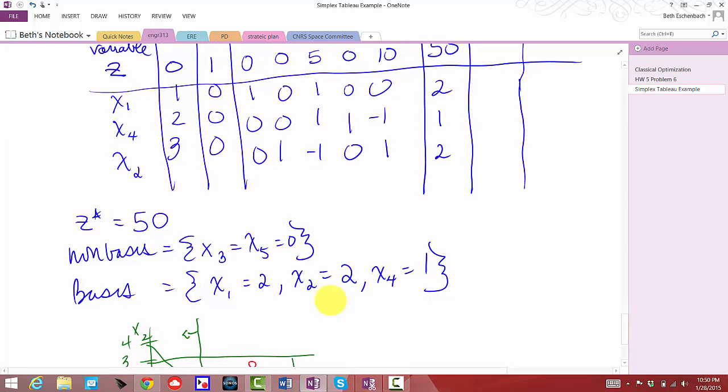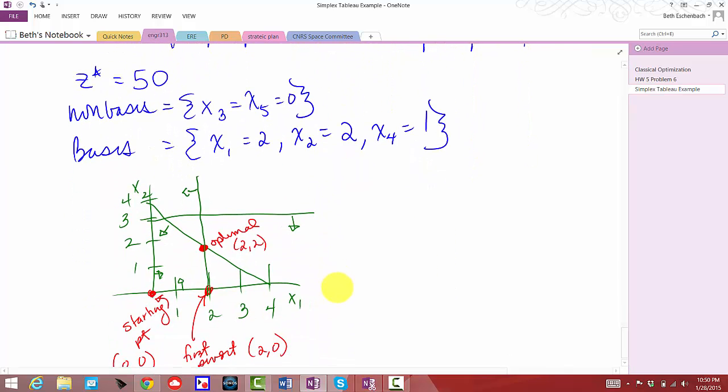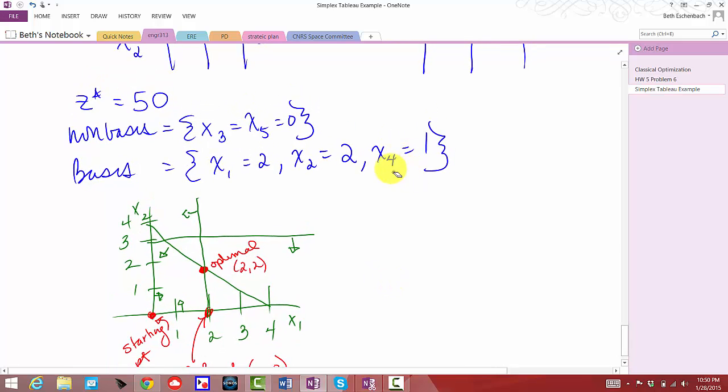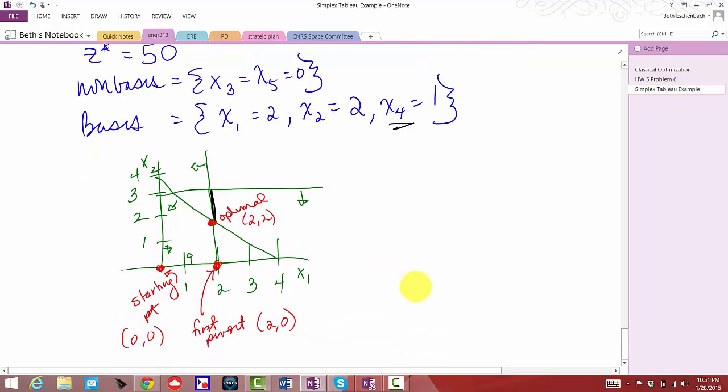And graphically, what point are we at? Graphically, we're saying the optimal point is at 2, 2. What does x4 equal 1 mean anyway? This slack of 1 in this particular constraint is where the x4 equals 1. That's what it's representing. So there you go.